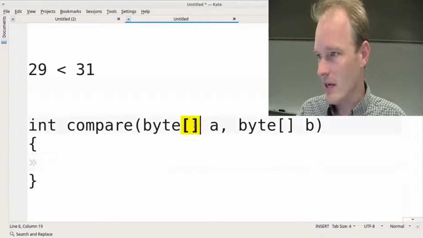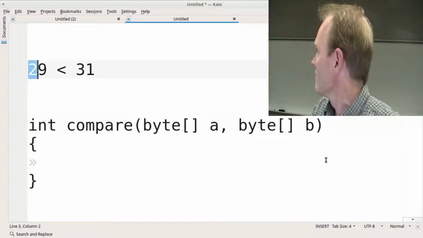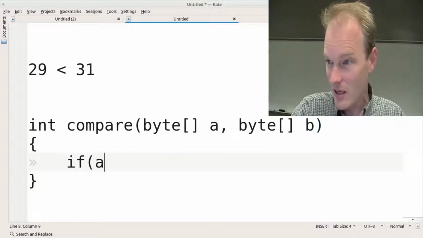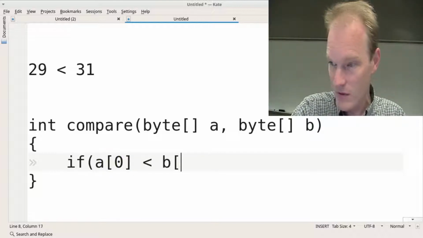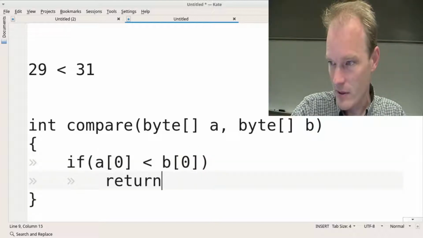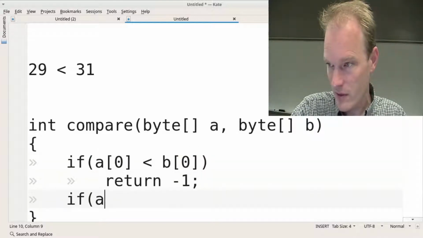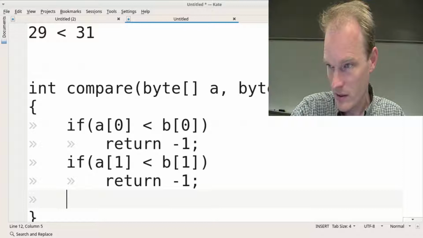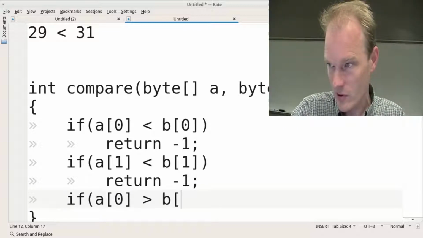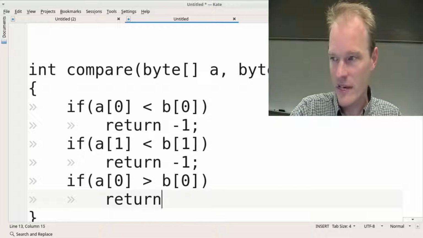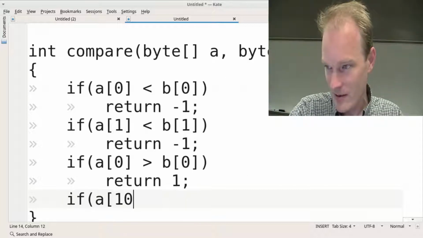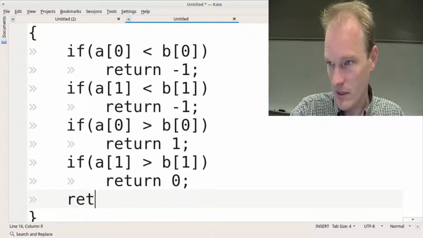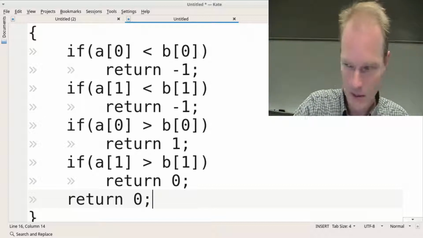Let's suppose that I have byte arrays and I've stored my digits in the bytes, just for the sake of thinking about it. And I write my comparator to say, if A of 0 is less than B of 0, return -1. If A of 1 is less than B of 1, return -1. If A of 0 is more than B of 0, don't write this down, this is the bad example, by the way. If A of 1 is more than B of 1, return 1. Otherwise, return 0. Or P, whatever makes you feel good.